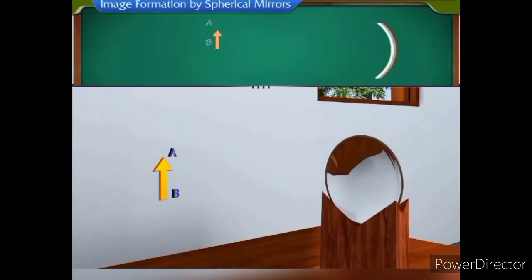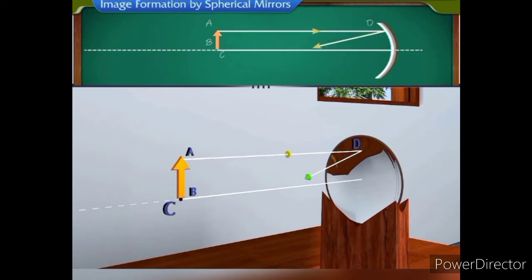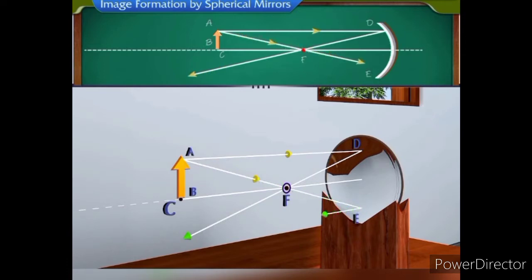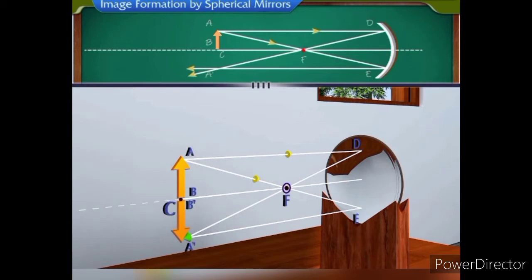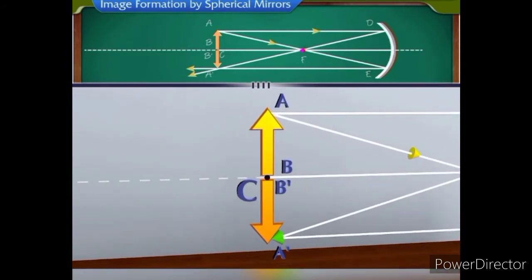Let the object AB be placed at the center of curvature C. The ray AD parallel to the principal axis passes through the focus F. The ray AE passing through the focus travels parallel to the principal axis as ray EA'. The two reflected rays intersect at point A'. A real and inverted image A'B' is obtained at C. The size of the image is the same as that of the object.